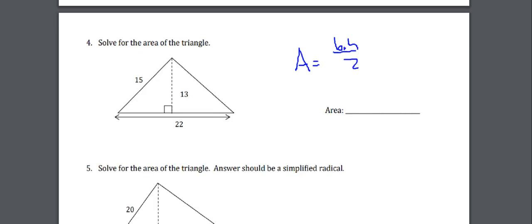Next question, question number 4, is find the area of a triangle. Remember, the formula for the area of a triangle is base times height divided by 2. This is going to be my base, and remember, the height always makes a perpendicular angle. So I know that's my height, so I'm going to go 13 times 22 divided by 2, which means my area is 143. Again, I'm going to write units squared.